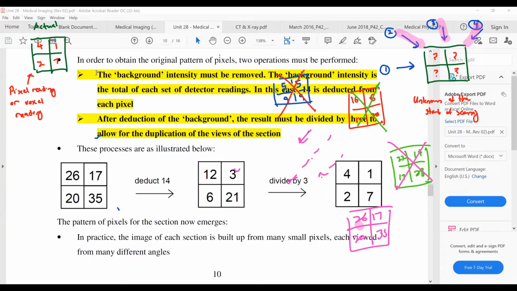Okay, so this one, just always remember this. Minus background intensity, divide by 3. Background intensity is always your detector reading. Okay, the total of each set of detector readings.